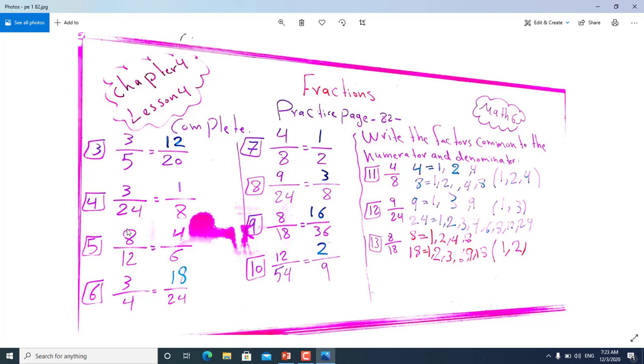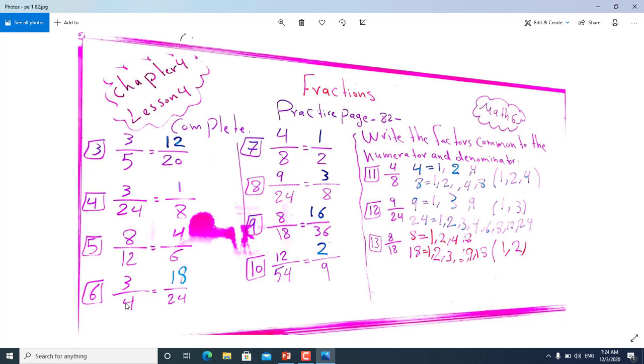Next, we have 3 over 24 equal to a number over 8. 24, how can we make it 8? By dividing, because going from 24 to 8 decreases. 24 divided by 3 is 8. So the numerator will also be divided by the same number. That means this 3 will also be divided by 3. 3 divided by 3 is 1. We get 1 over 8. Next, we have 8 over 12 equal to a number over 6. So how can you make 12 into 6? By dividing by 2. Also this 8 will be divided by 2. 8 divided by 2 is 4.